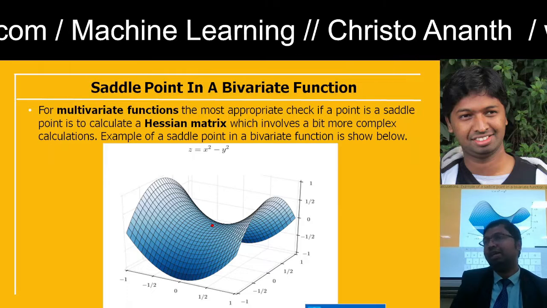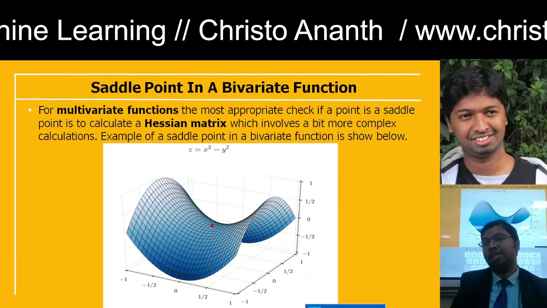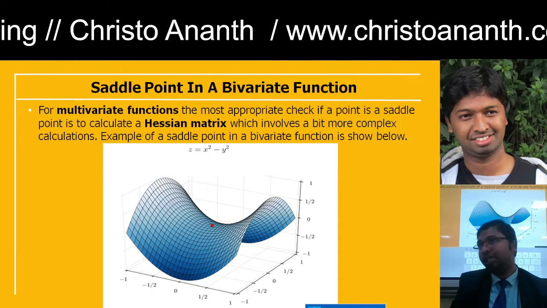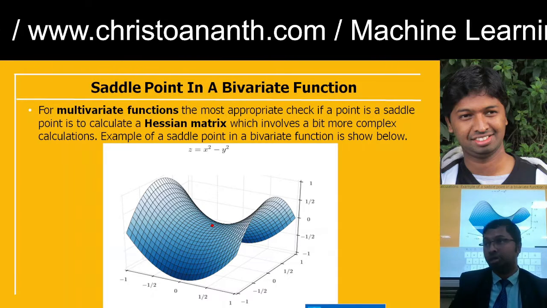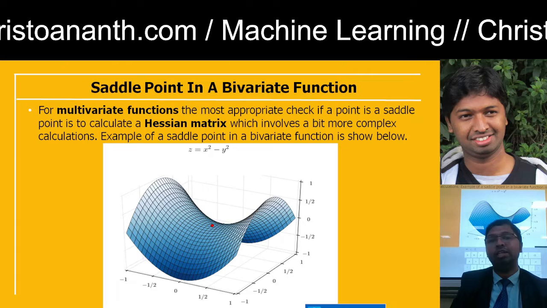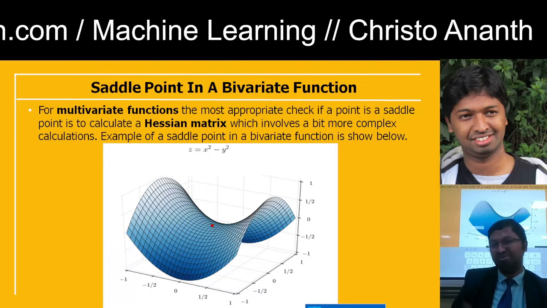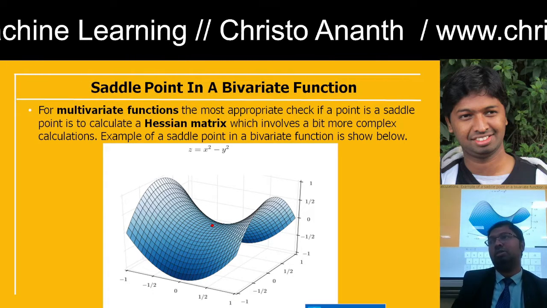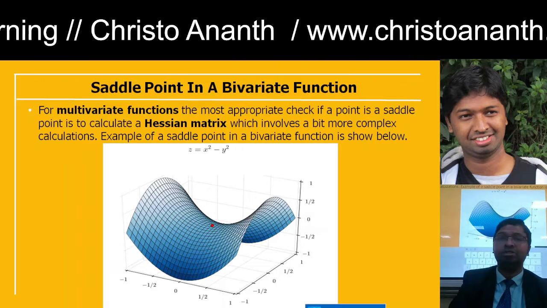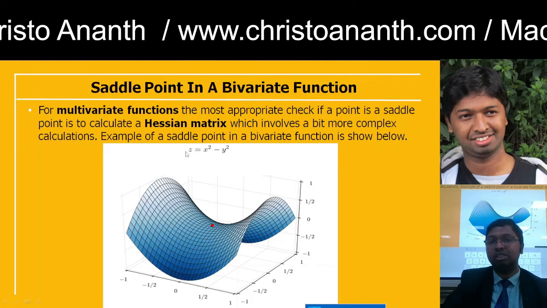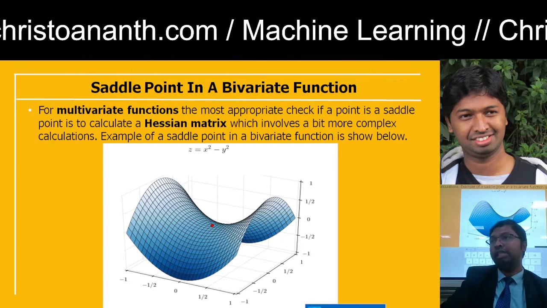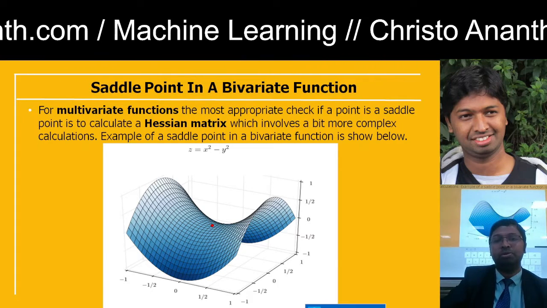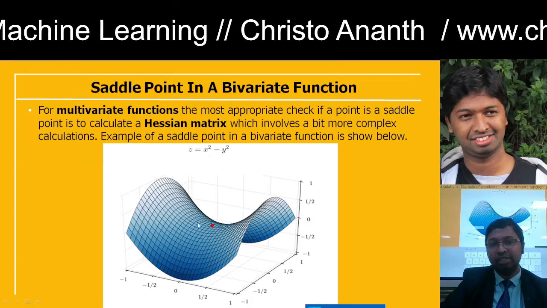And then you'll have a saddle point in a bivariate function also, like the 3D plot. For multivariate functions, the appropriate way to find the saddle point is to calculate the Hessian matrix, which is a little more complex. The earlier method we saw is actually simple. That is for the function z is equal to x square minus y square. We establish a 3D coordinate system where you try to maintain the saddle point.